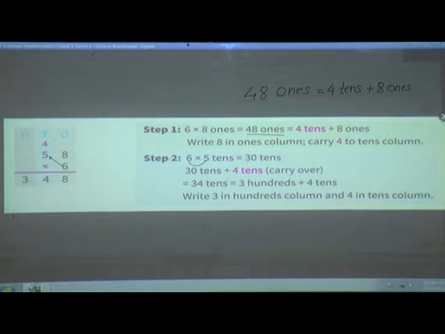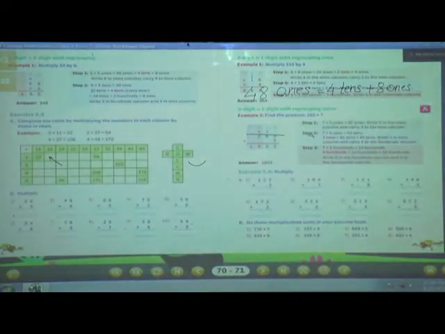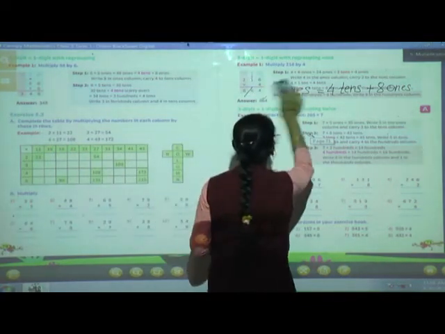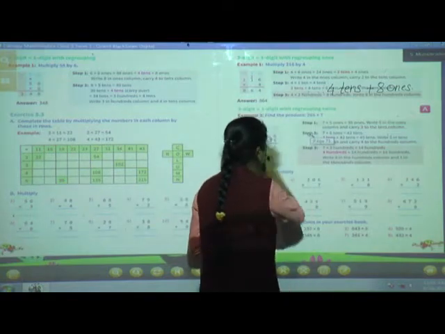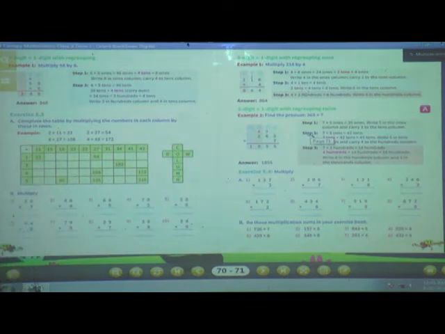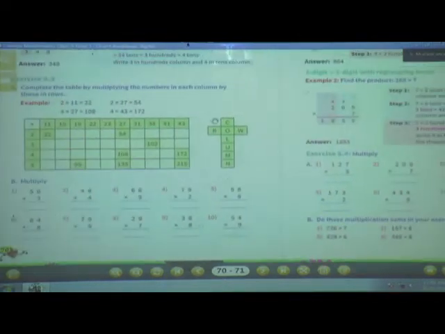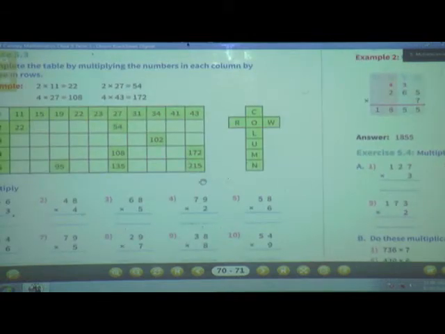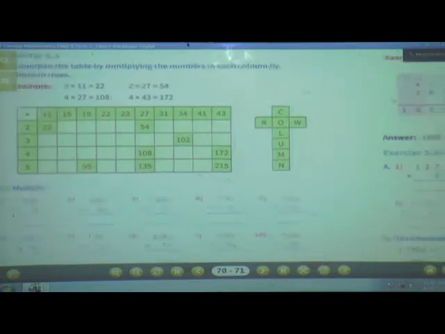Okay, now we will see the next exercise, that is exercise 5.3. Now students, you have to open your textbook and keep in front of you. Along with me you have to solve all the sums in your textbook. Look at the board. Exercise 5.3. The question is, complete the table by multiplying the numbers in each column by those in rows.